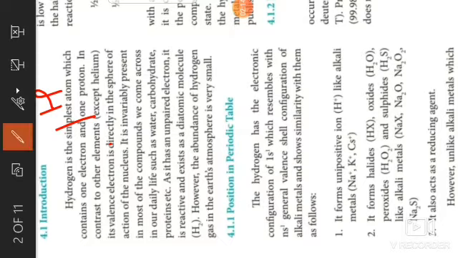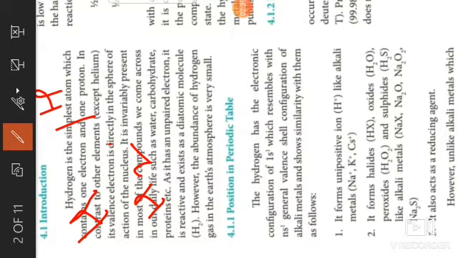What is the difference between atom and molecule? Atom means a single atom. What is a molecule? That is the hydrogen molecule, H2. Now, regarding the earth's atmosphere, the abundance of hydrogen in the atmosphere is very small. Only a very small quantity of hydrogen is present in atmospheric air.